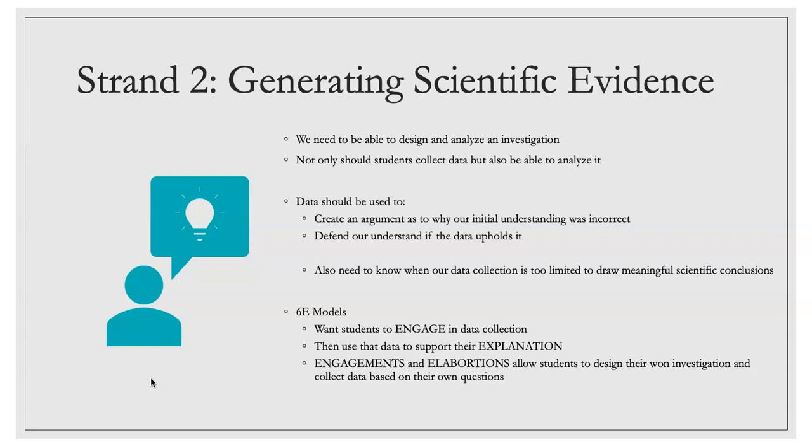Also, you need to know when our data collection is too limited to draw a meaningful scientific conclusion. So, for example, if you're doing an experiment and it involves bugs, and the students only run the experiment once, and with a limited number of bugs, can we really make that statement that all bugs react to a particular stimulus in the same way? So how does this get incorporated into the 6E model? Well, you want your students to engage in data collection and then use that data to support their explanation. Engagement and elaborations allow students to design their own investigation and collect data based on their own questions.